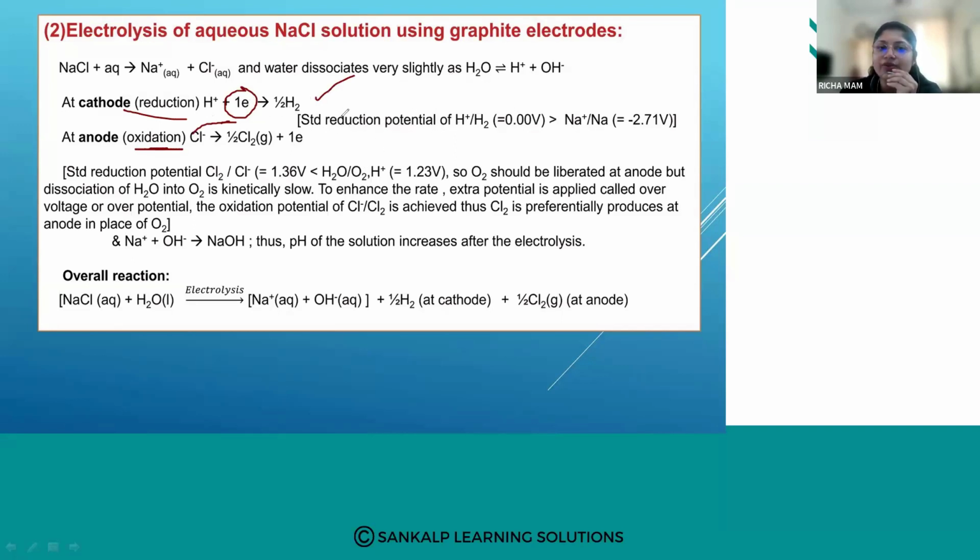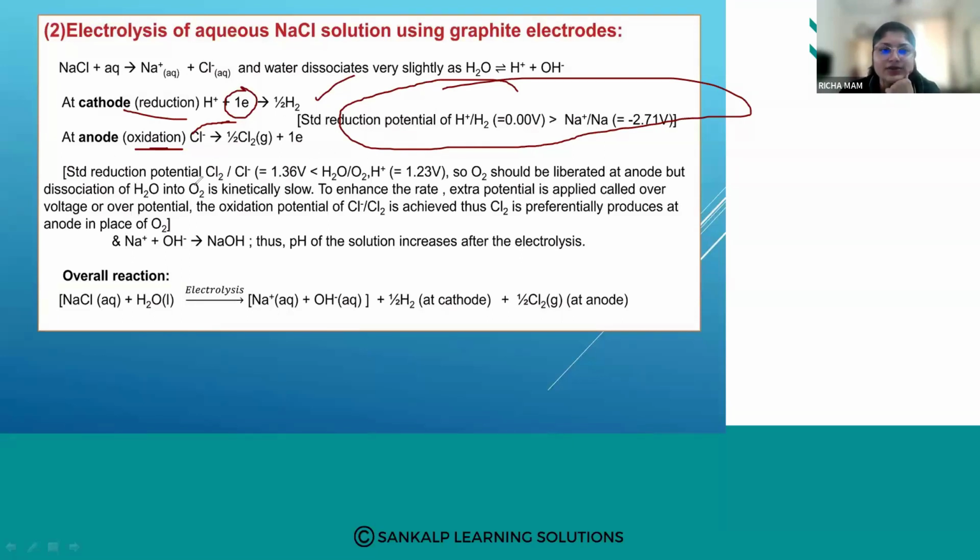We know that whenever you have ions, we have to calculate their standard reduction potential. We consider the standard reduction potentials. Here the standard electrode potential of hydrogen is 0 volts, and that of Na is -2.71 volts. Negative values come below and positive values come above when we see the electrochemical cell. So the standard electrode potential of H+ is more as compared to sodium metal.